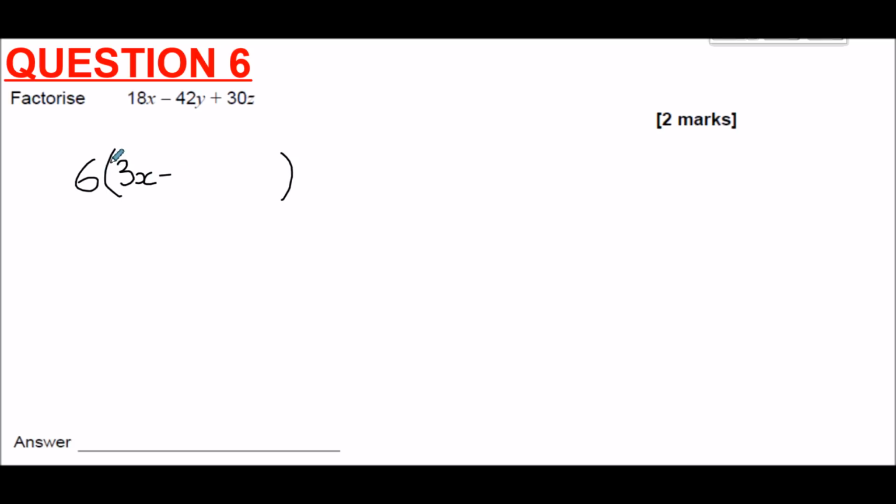What do we multiply 6 by to get 42? 6 times 7 would be 42. But because we need to end up with a y, we need to include a y here as well. Next one is a plus, so put plus down. What do we need to multiply 6 by to get 30? That would be 5. And in the same way as before, because it's not just 30, it's 30z, we need to include a z at the end of a 5. So that's our fully factorised answer for question 6.